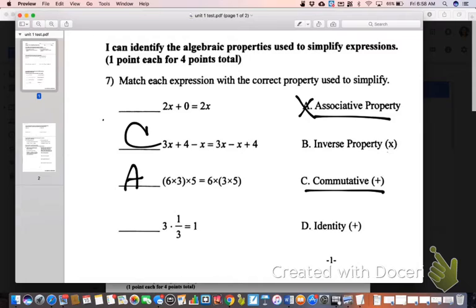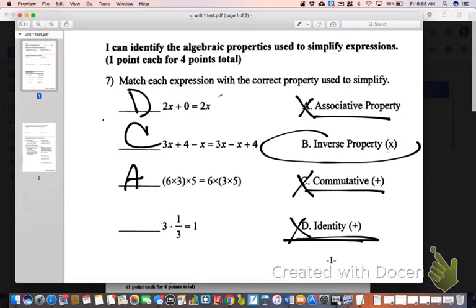And then for identity property, identity means that you add something to the number, but it doesn't change its identity. See how this was 2x before I added 0, and now it's still 2x. So this one is identity property, D. And then last but not least, inverse property, right here. This is technically a 3 over 1, which is kind of the multiplicative inverse of 1 over 3. So we're going to multiply those together, and they're going to cancel each other out. So that gives you B, inverse property.